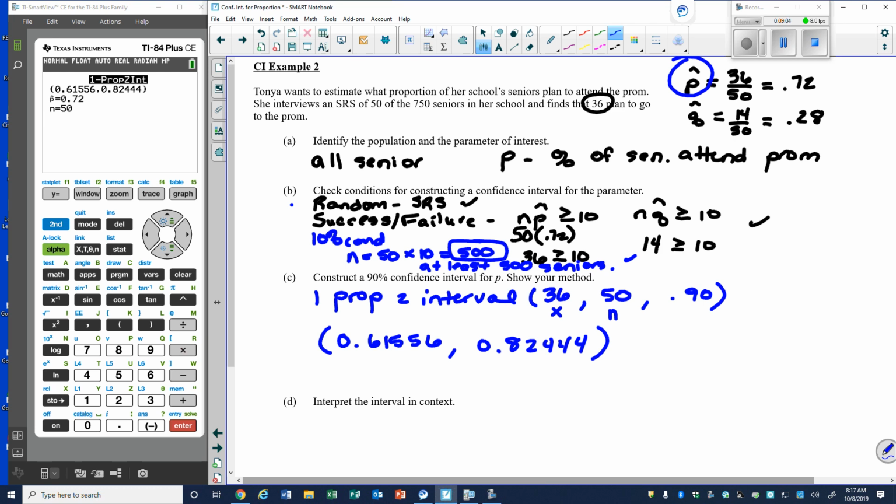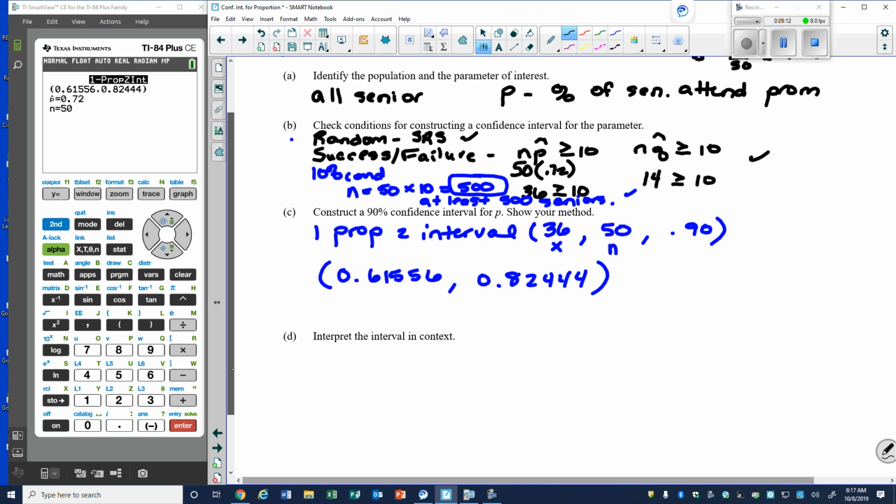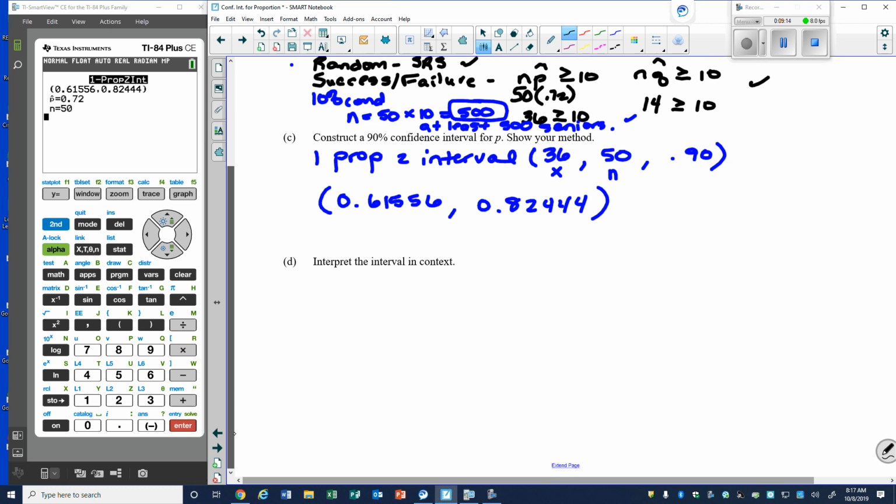And what that tells me about this, and this is the most important piece to this, not only should you be able to calculate a confidence interval, you should also be able to interpret that interval in context of the problem. So here's kind of a sentence frame that you can use. We are 90% confident. First, state what confidence level you did this at.